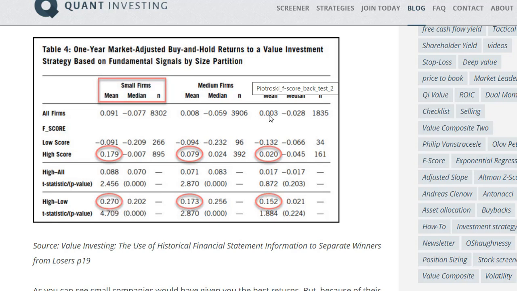You can see in the medium companies here, only quote unquote outperforming by 8%, and 17.3% where he both got long and short. And then in the large companies, he actually only made a 2% outperformance when choosing the good stocks. And there are probably several reasons for that.